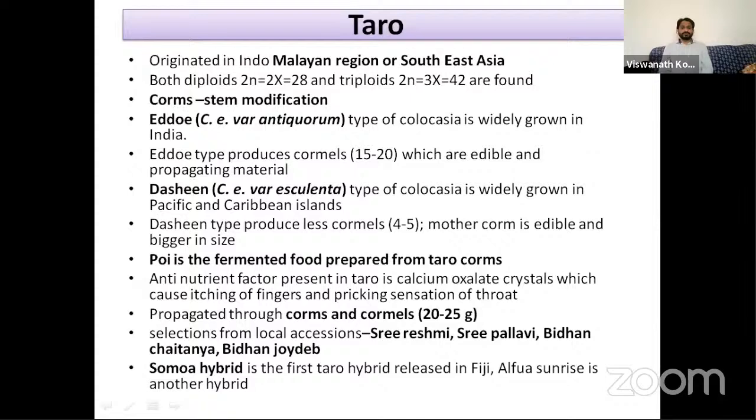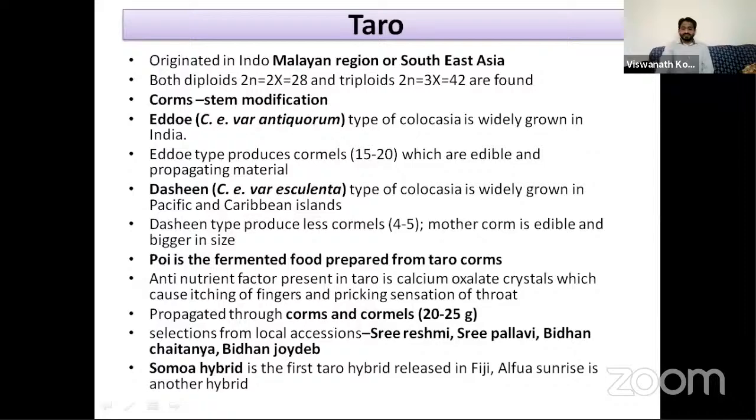And there are some important varieties: Sree Rashmi, Sree Pallavi, Bidhan Chaitanya, and Bidhan Jayadev. And Samoa hybrid is the first taro hybrid. Samoa hybrid is the first taro hybrid released in the country, Samoa, not in India. Whereas Aloha Sunrise is another hybrid. Fiji is the country that released the first taro hybrid.